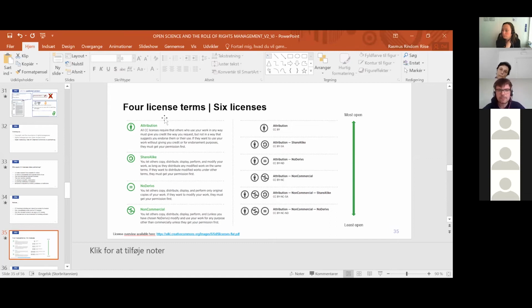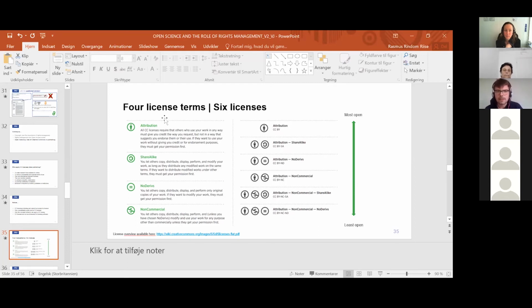Share-alike means that if you make any changes to the work, for example a translation to another language, you're allowed to share it, but you may only share it with the exact same license. No derivatives means that you are not allowed to make any changes to the work. You can only use it and share it in its original form. Any questions? Sorry, I thought I heard something. Non-commercial means that you may not use it for commercial purposes.